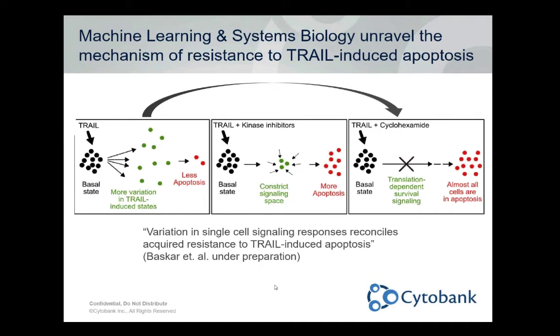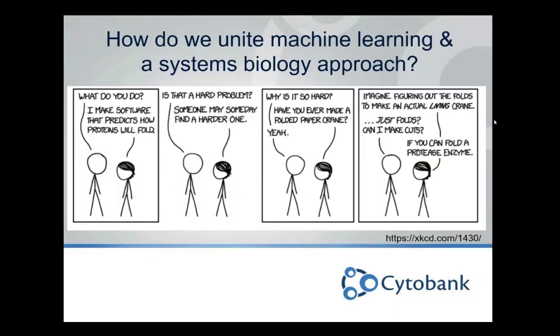So for today, Rima's going to share her story on how machine learning and systems biology can combine to unravel the mechanism of resistance to TRAIL-induced apoptosis in cancer cells. She's going to walk through how we start with this system here, where we're not experiencing desired apoptosis, to this environment here where we're now treating our cells and they are undergoing apoptosis.